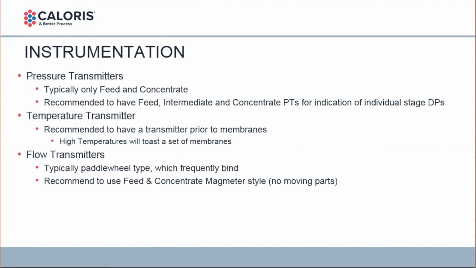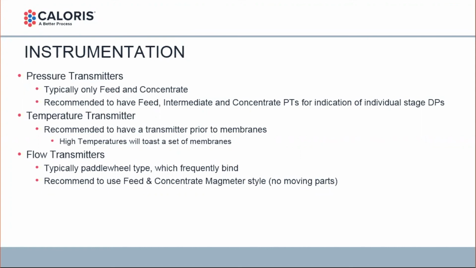Temperature transmitters: it's recommended to have a transmitter prior to the membranes. I don't know how many systems I've seen where for whatever reason the temperature got out of hand during CIP, and they get much above 130, 140 degrees, and you toasted a set of membranes. So it's very important to have some kind of temperature indication there and a shut-off alarm.